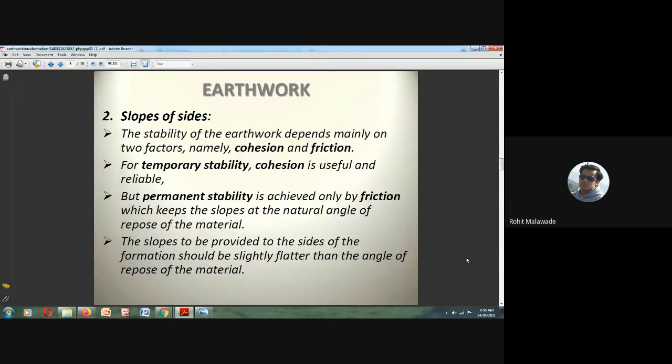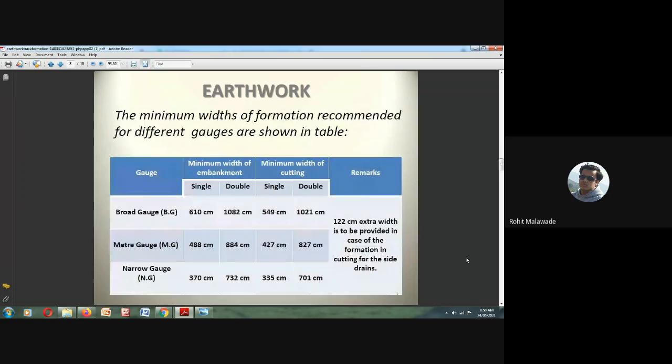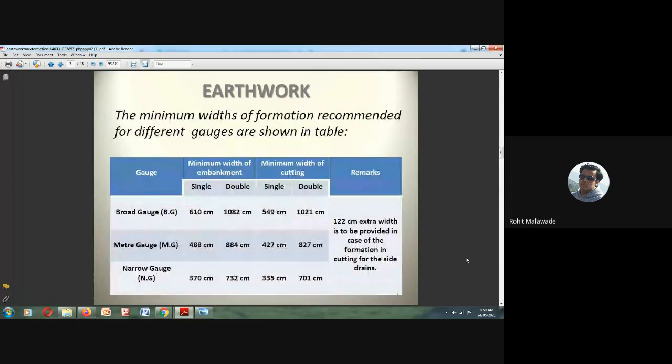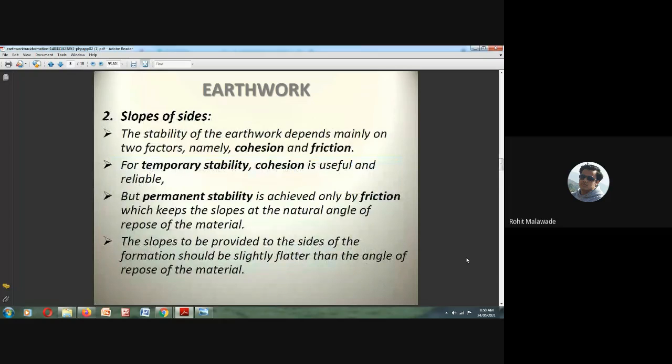Okay. Now this is regarding your formation width. We will see the recommended minimum distance, and we will see the slope of the sides, how the slope of the sides should be.